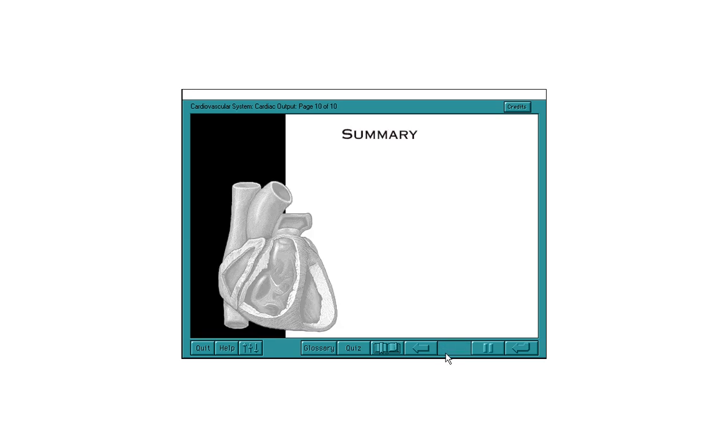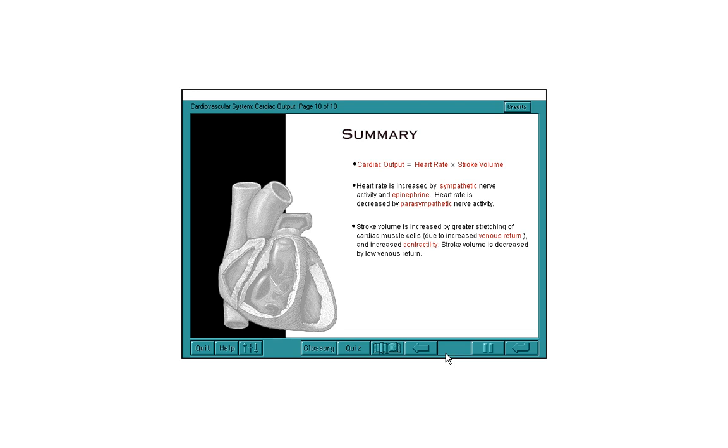Here's a summary of what we've covered. Cardiac output equals heart rate times stroke volume. Heart rate increases with sympathetic nerve activity and epinephrine. Heart rate decreases with parasympathetic nerve activity. Stroke volume is increased by greater stretching of cardiac muscle cells due to increased venous return, and increased contractility. Stroke volume is decreased by low venous return.